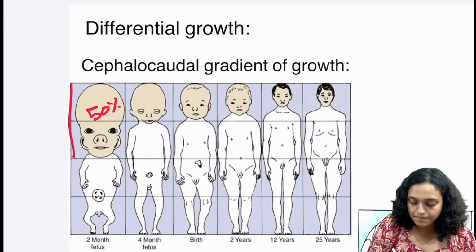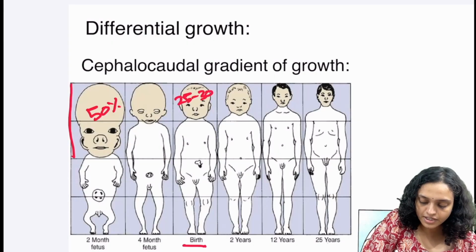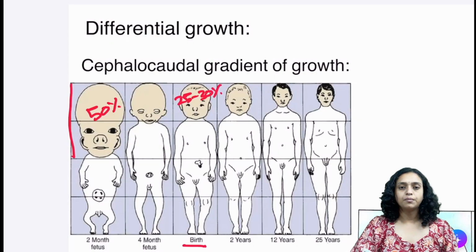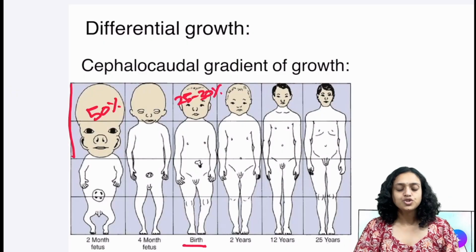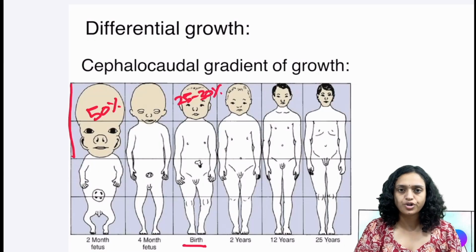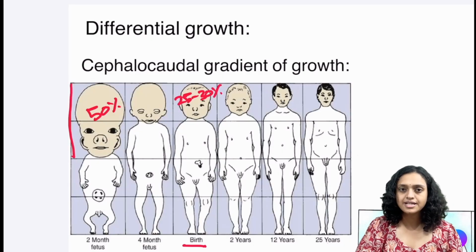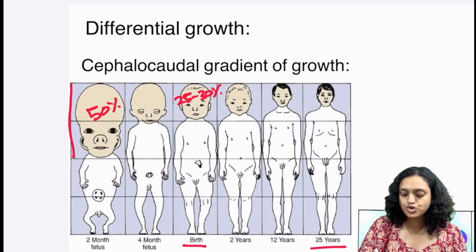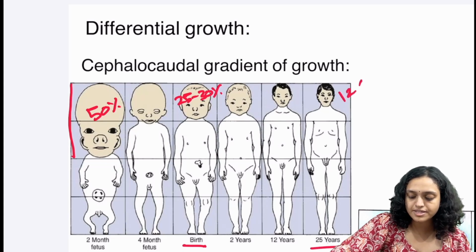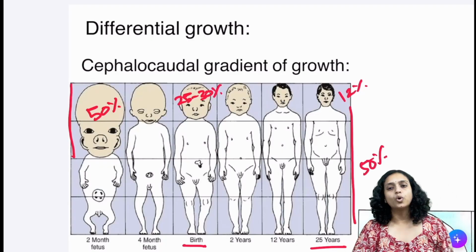Next, at birth, the head is close to 25 to 30% of the entire body, and the rest is the limbs. So the head has largely matured by the time of birth. It has reduced in proportion, but it is developing faster. In adulthood, close to 25 years, the head is only 12%, and more than 50% is the upper and lower limbs.